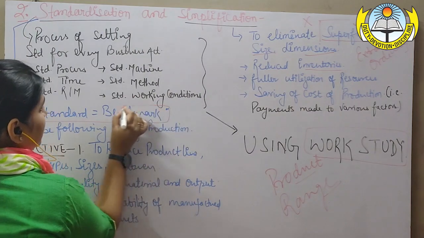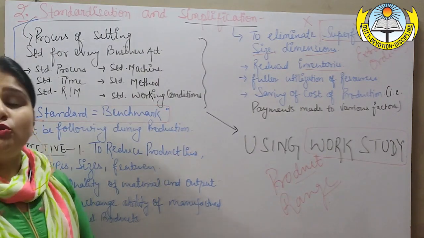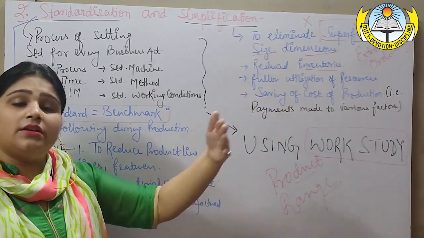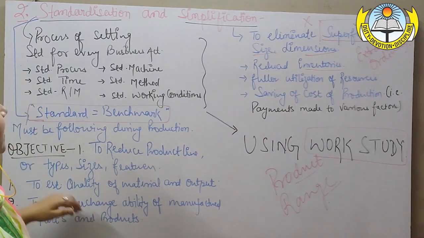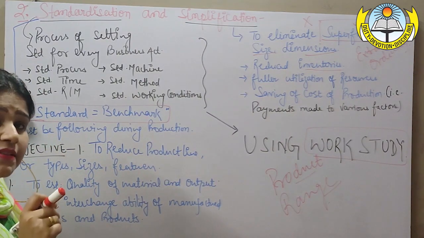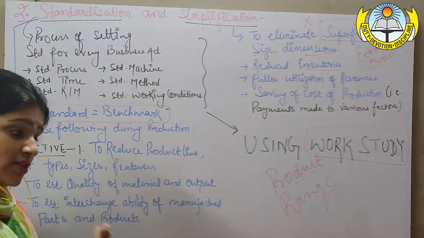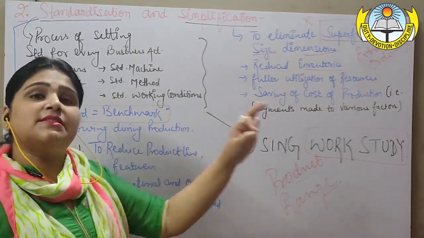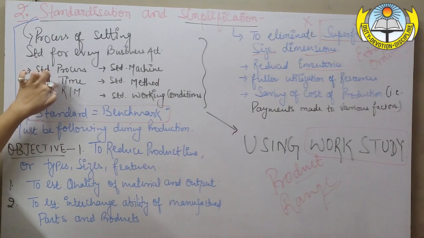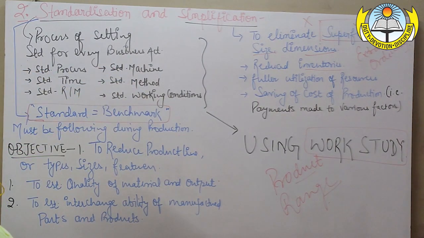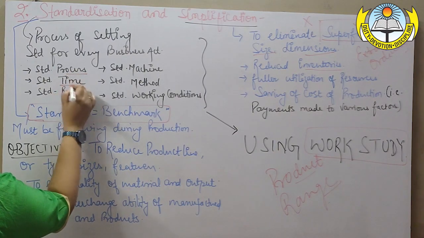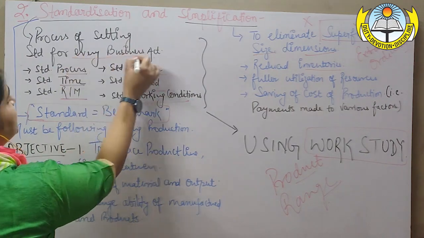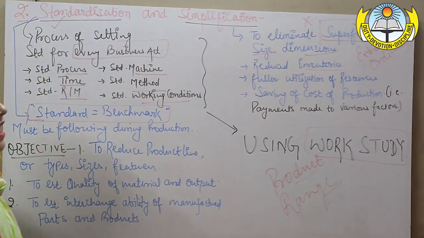If you see, standard here simply means benchmark. To set up a standard, a level to be reached by the different people involved therein. So Taylor said that one should always find out the best possible, not substandard, not overstandard, the best possible standard for every business activity, be it a process, time, raw material, machine, method, or working condition. Each and every business activity has to have a standard.